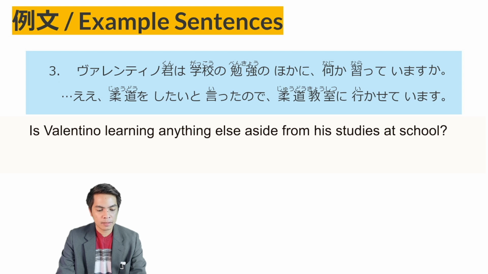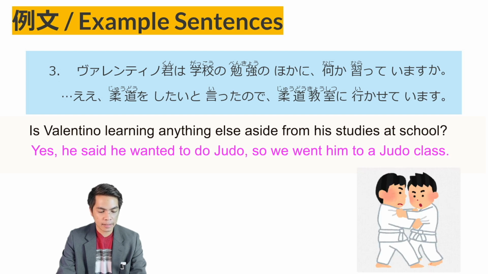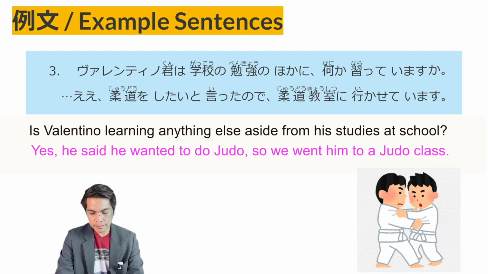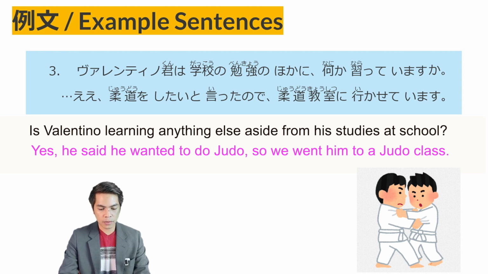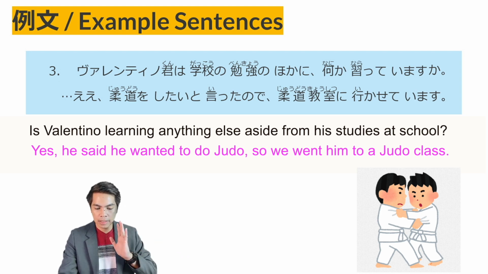Example sentence number 3. Barentino-kun wa gakkou no benkyou no hoka ni nani ka naratte imasu ka? Is Valentino learning anything else besides what he studies at school? A: 柔道をしたいと言ったので、柔道教室に行かせています。Yes, he said he wants to learn judo, so we're sending him to a judo class. Judo kyoshitsu ni, to the judo class, ikasete imasu. Ikasete imasu is from the verb ikimasu, to go. It means to make someone go, to attend the judo class.